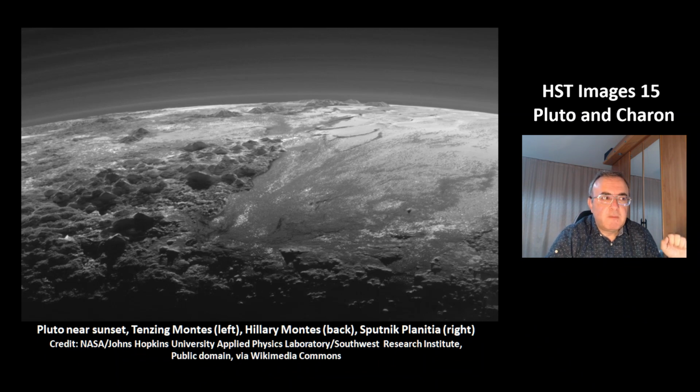This is a nice picture of Pluto near sunset. At the left, that's the Tenzing Mountains. In the background, you can see the Hillary Mountains. And at the right, that's Sputnik Planitia. That's the region with the ice field.